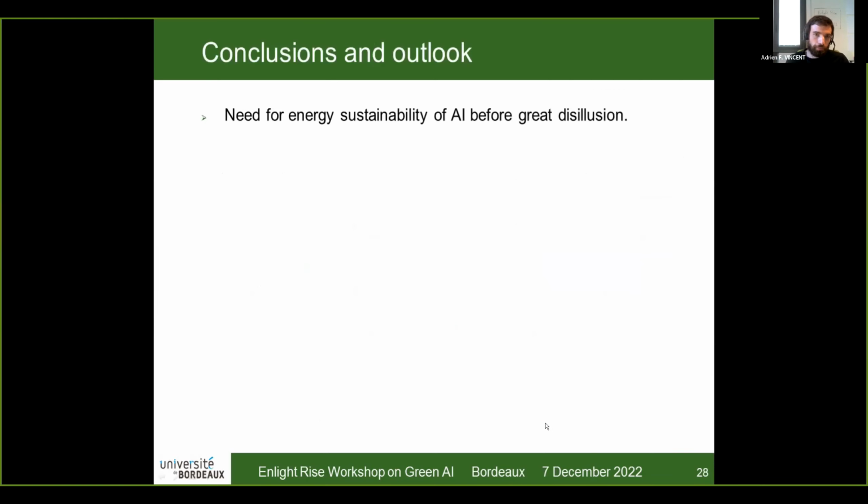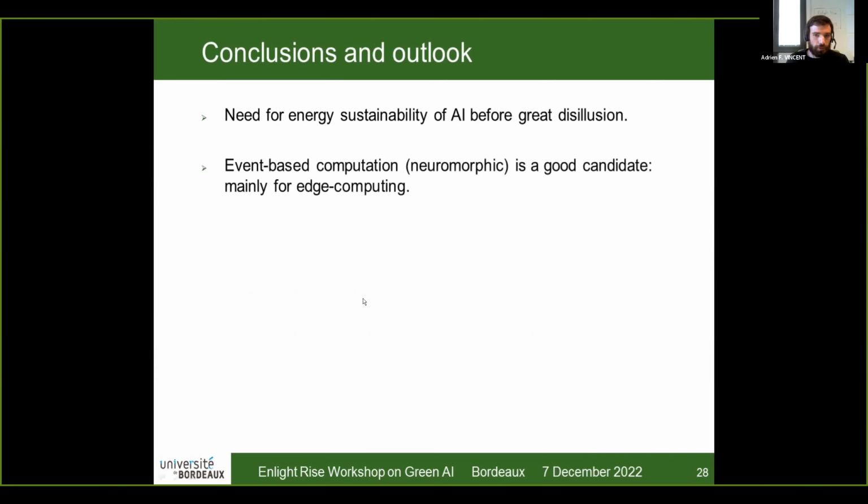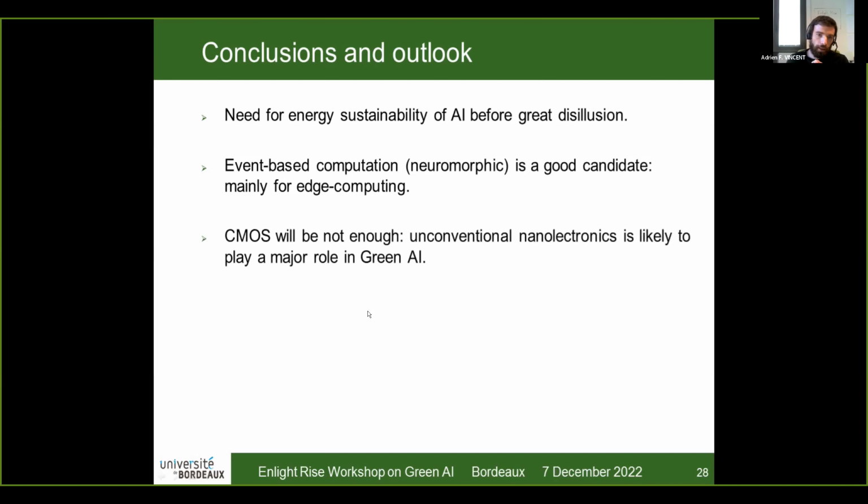So to conclude, first, obviously we need to address the elephant in the room, which is the energy sustainability of AI, okay? Event-based computing can be a good candidate, especially regarding the edge computing devices. CMOS is likely not to be enough to address all those issues, so that's why we might want to look towards unconventional and innovative nanoelectronic devices.